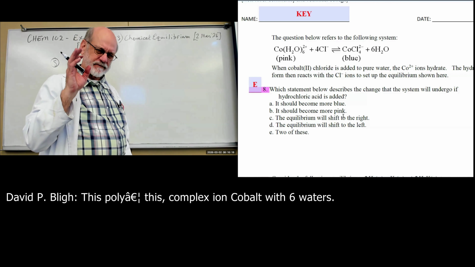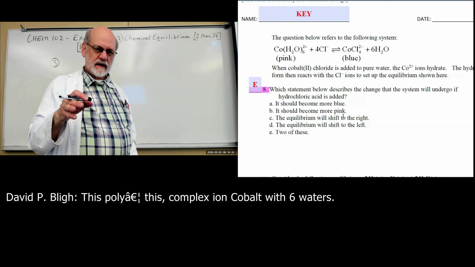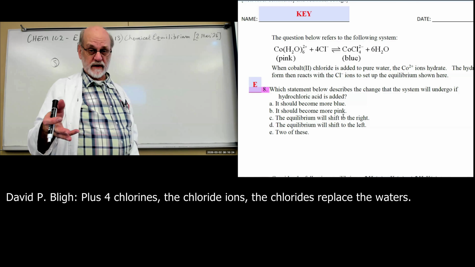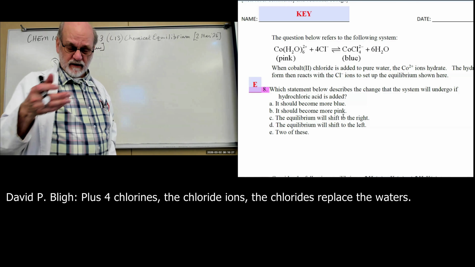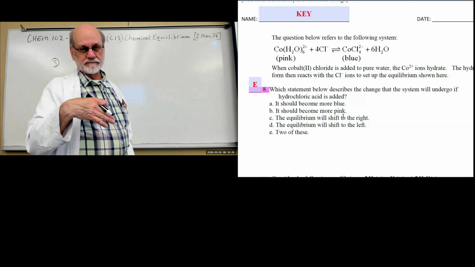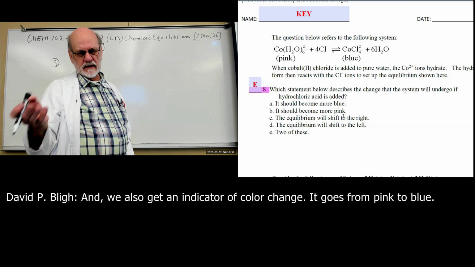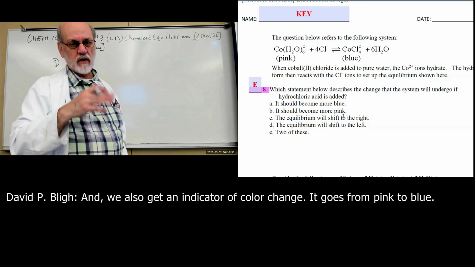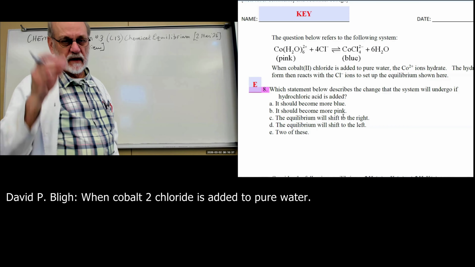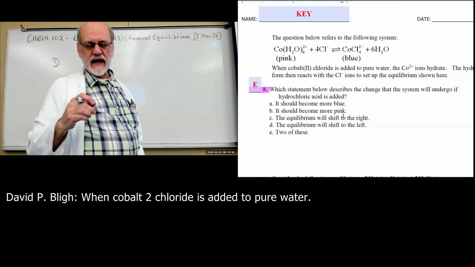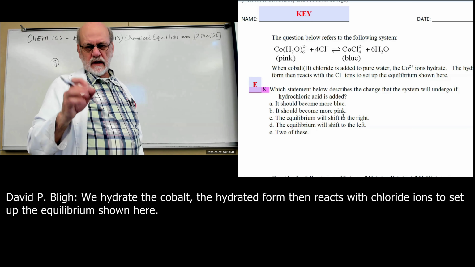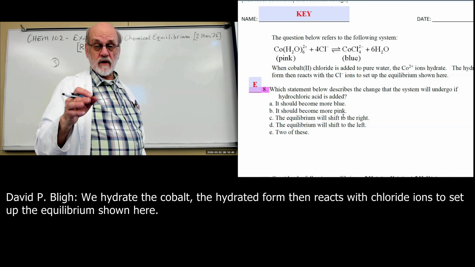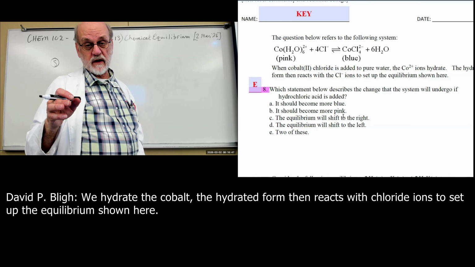This complex ion, cobalt with 6 waters, plus 4 chlorines, the chloride ions. The chlorides replace the waters. And we also get an indicator of color change. It goes from pink to blue. When cobalt 2 chloride is added to pure water, we hydrate the cobalt. The hydrated form then reacts with chloride ions to set up the equilibrium shown here.